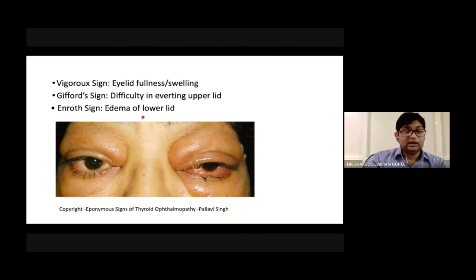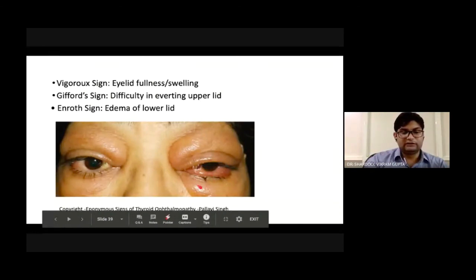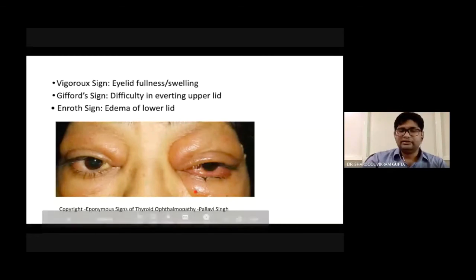And Enroth's sign is edema of the lower eyelid. As you can see, there is a lot of edema. This is known as Enroth's sign. These are eponymous signs, so you should be aware. These are not the important things. You should be well versed with the basics, but if you know them, then that is good.